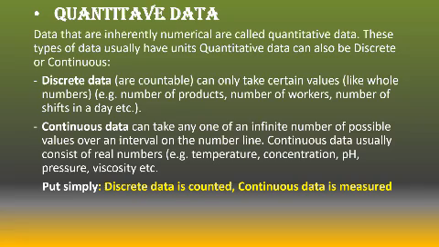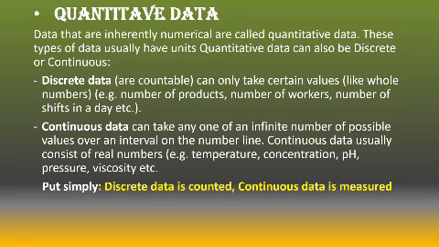So discrete data are countable, can only take certain values like whole numbers. For example, number of products, number of workers, number of shifts in a day, number of animals, number of buckets, and so on. So this is what discrete data is: data that are countable are known as discrete data.